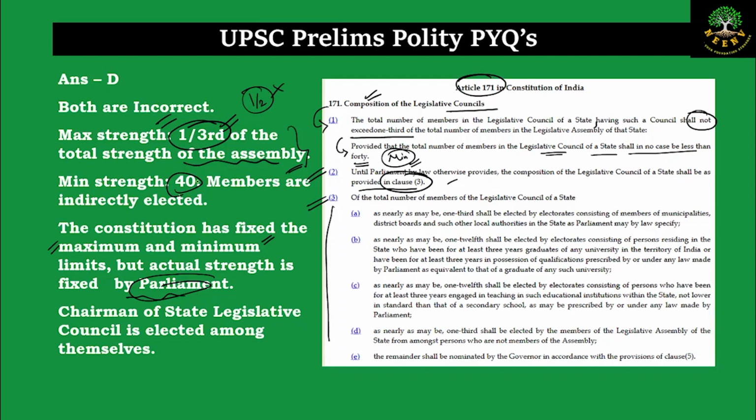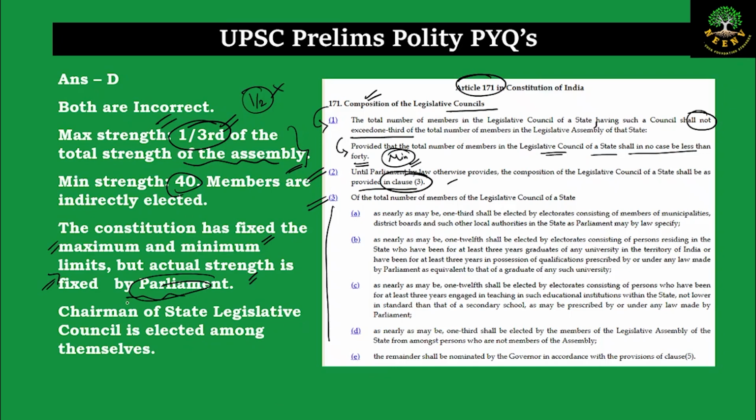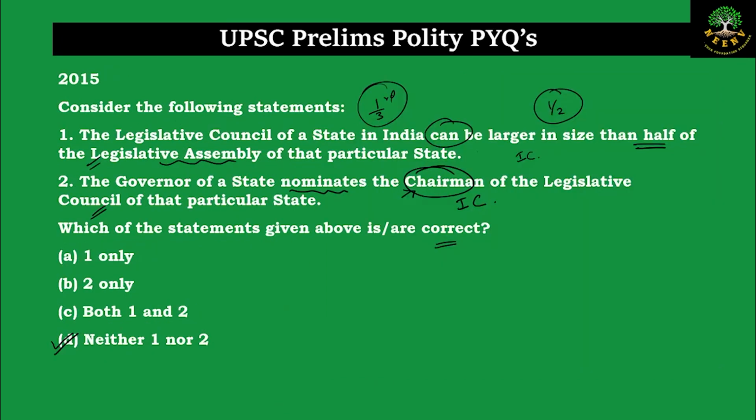To recap, the maximum strength and minimum strength are prescribed in the Constitution, and the actual strength will be prescribed by the Parliament. Coming to statement number 2, the chairman of the State Legislative Council will be elected amongst the members of that particular house, and he or she will not be nominated by the governor. Hence, the correct answer is D, neither 1 nor 2.